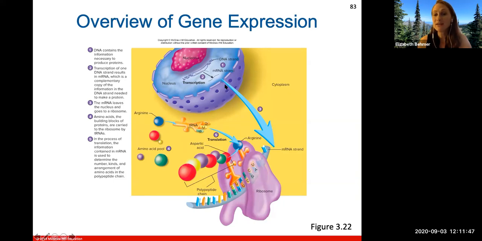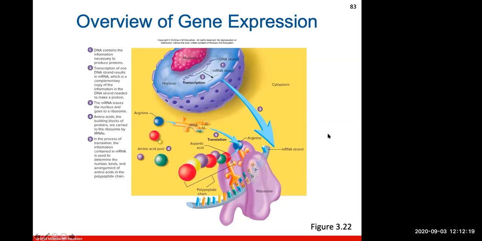That mRNA strand leaves the nucleus and heads to a ribosome, and the mRNA gets fed through the ribosome. Amino acids, which are the building blocks of proteins, are carried to the ribosomes by transfer tRNA molecules. And in the process of translation, the information contained in mRNA is used to determine the number, the kinds, and the arrangement of amino acids in that polypeptide or protein chain. So this is gene expression, also known as protein synthesis.